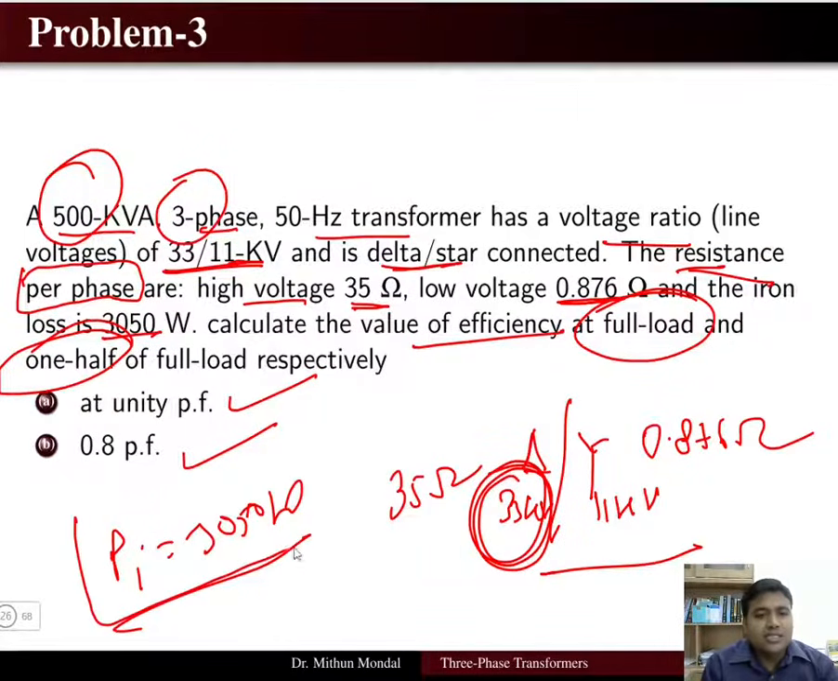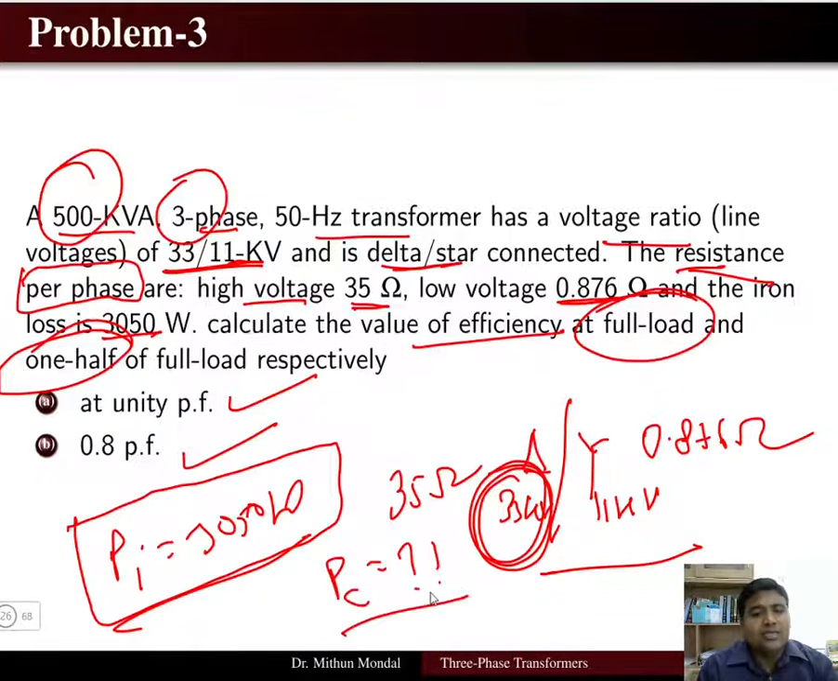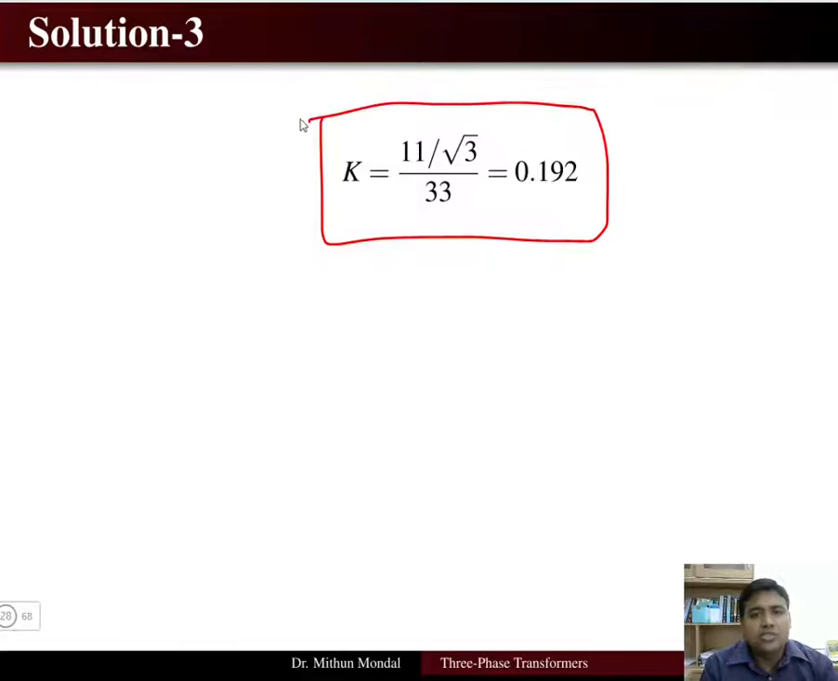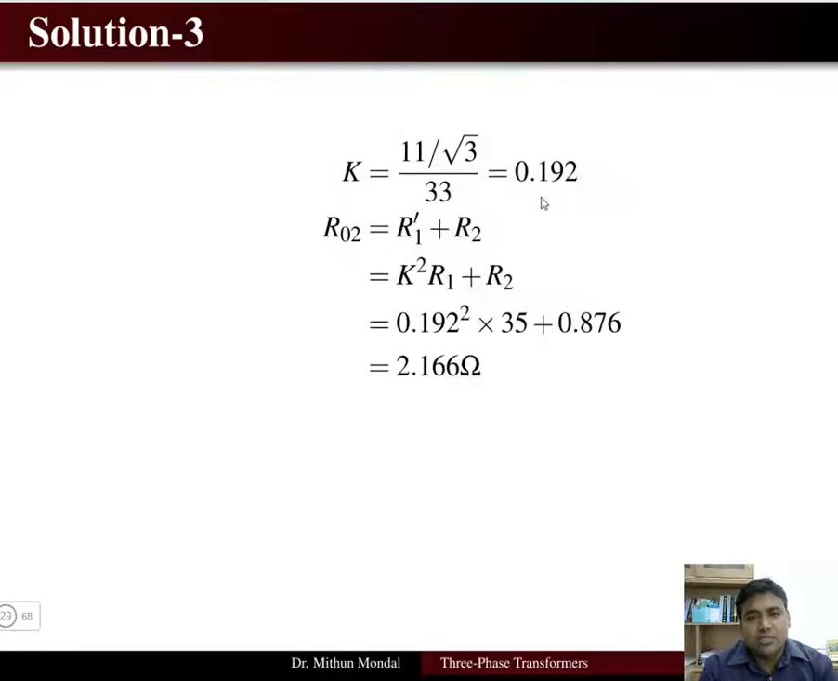Iron loss is basically a constant loss. It will not depend upon the loading, whereas the copper loss we have to calculate at different loadings. So it starts from the transformation ratio. On the secondary side we have 11 kV, which is the star side, and this you convert into phase voltage. So the phase voltage on the secondary side V2 by V1, the phase voltage ratio, will give you 0.192 as the transformation ratio.